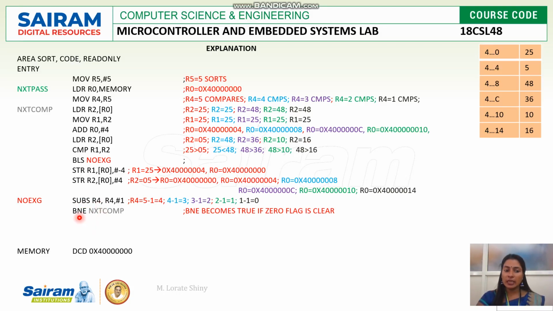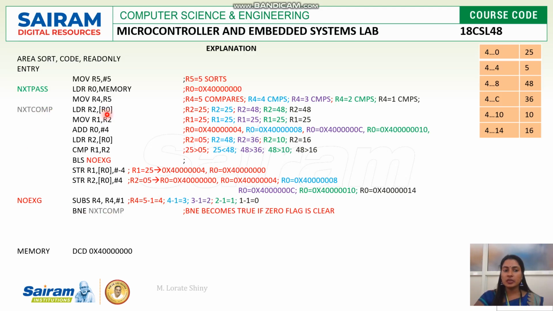In the next instruction, I am using branch not equal. If the result is not 0, then the zero flag is not set. That is why branch not equal is written. Branch not equal means not equal to 0. The result is 4, not 0, so the condition is true. So we can jump to the loop next compare.